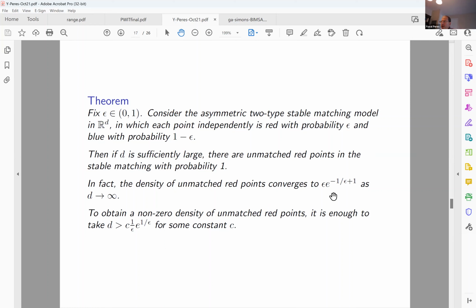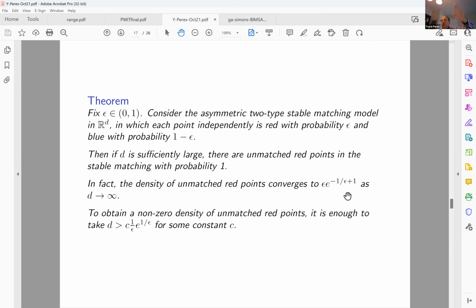So it's a tiny fraction. We started with epsilon red points, and the unmatched ones in the limit will be a much tinier fraction of that. So you see this epsilon e to the minus 1 over epsilon. So we have an exact value for the limit. And so in some sense, we understand this problem with fixed epsilon and dimension going to infinity.